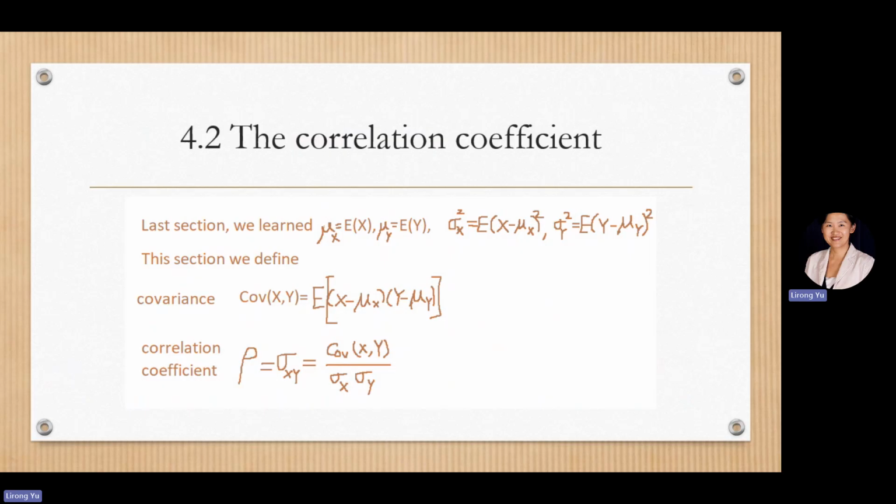And then covariance itself is not enough to quantify the measure. So we take the covariance divided by the standard deviation of both. That's the number that measures the correlation between two variables, variable x and y.